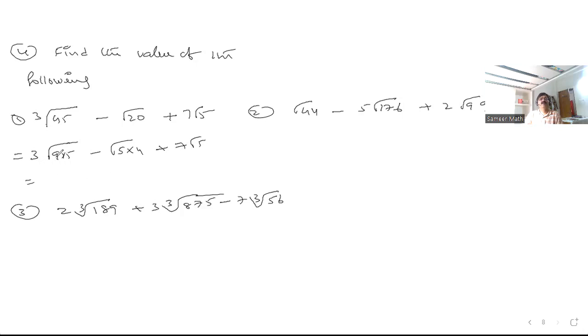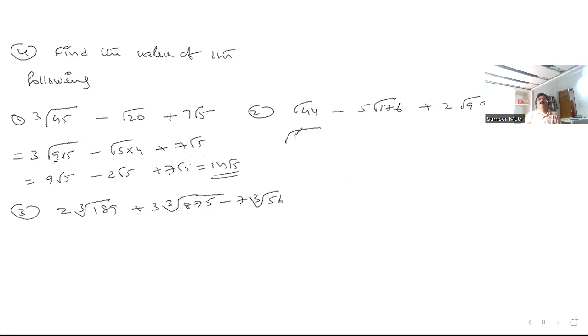This can be written as what? This 9 you can write outside as 3. Already 3 is there, therefore we will get here 9 root 5. Here 2 root 5. Here 7 root 5. Guys, 9 plus 7, 16. 16 minus 2, 14 root 5 is the answer. We express this as 14 root 5. Now come to the next one.